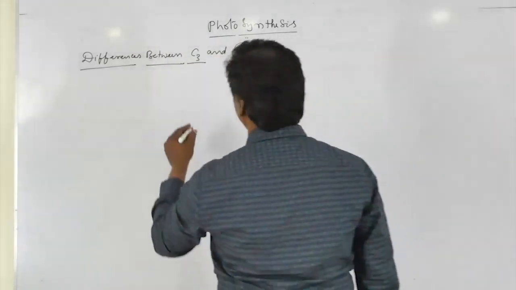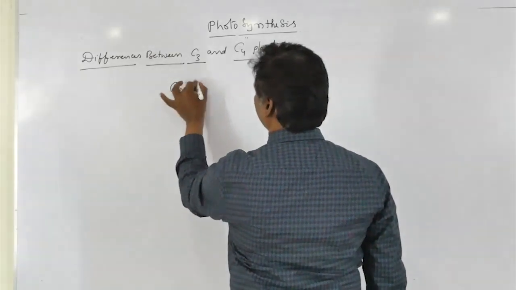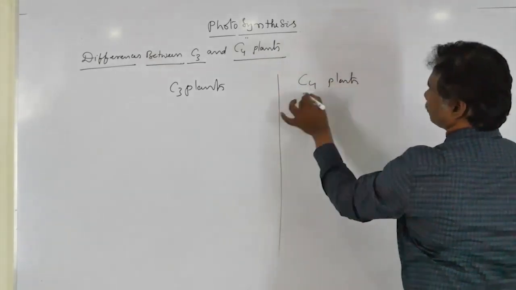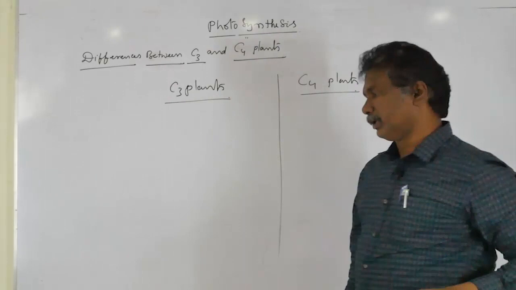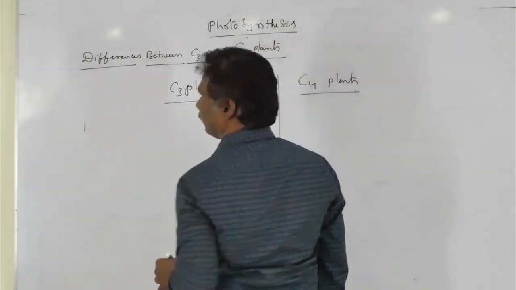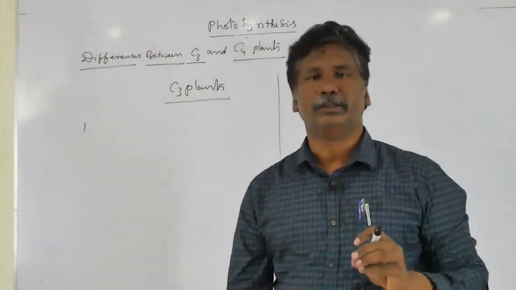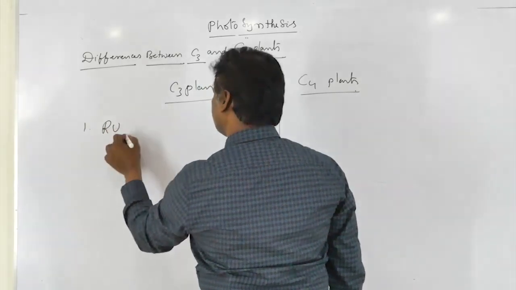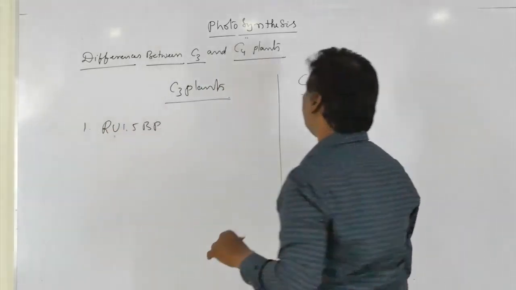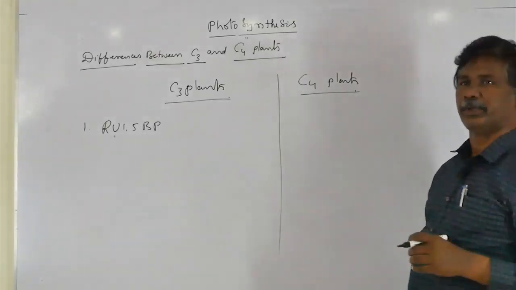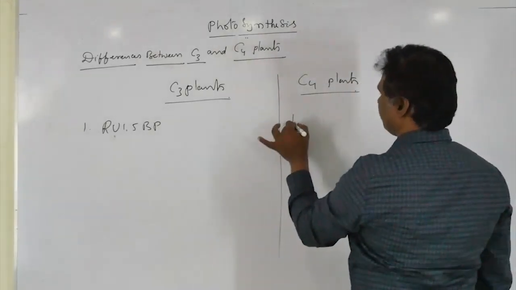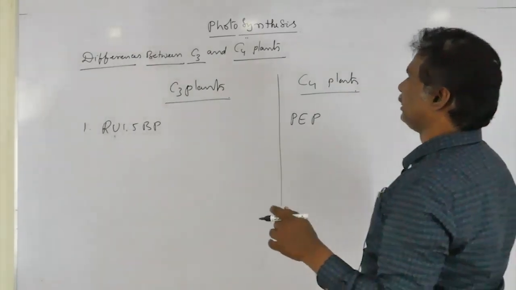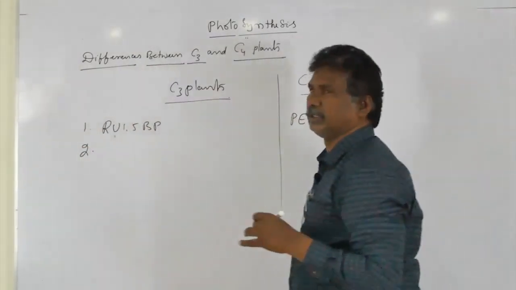These are the C3 plants, and next, the C4 plants. You can see them one by one. The primary acceptor of carbon dioxide in C3 plants is RuBP, that means ribulose 1,5-bisphosphate. But in C4 plants, the primary acceptor of carbon dioxide is PEP, phosphoenol pyruvic acid.